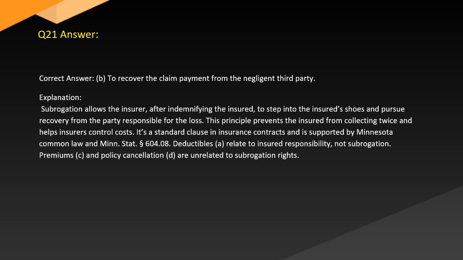Correct answer: B. To recover the claim payment from the negligent third party. Explanation: Subrogation allows the insurer, after indemnifying the insured, to step into the insured's shoes and pursue recovery from the party responsible for the loss. This principle prevents the insured from collecting twice and helps insurers control costs. It's a standard clause in insurance contracts and is supported by Minnesota common law and Minn. Stat. SS 604.8. Deductibles, A, relate to insured responsibility, not subrogation. Premiums, C, and policy cancellation, D, are unrelated to subrogation rights.